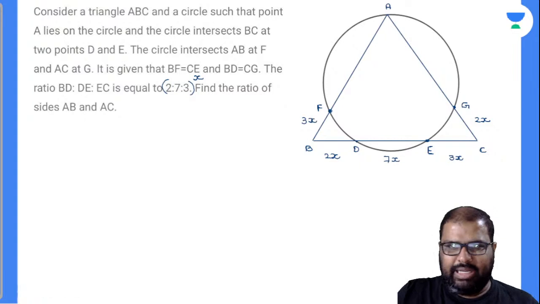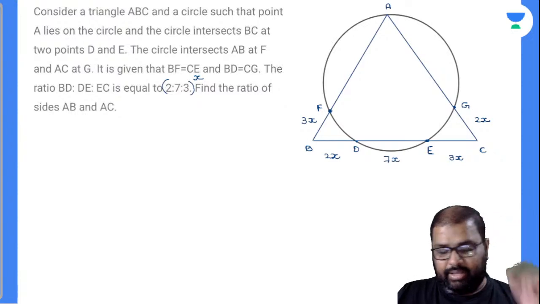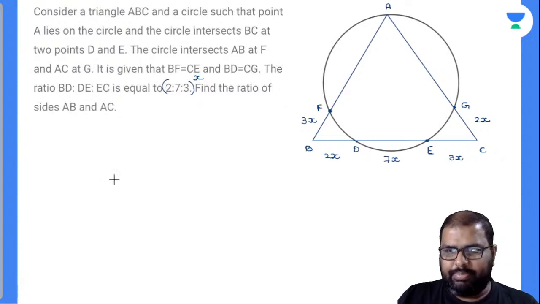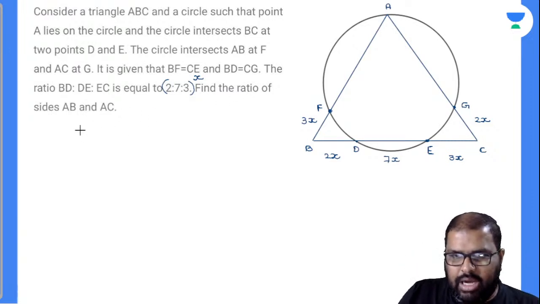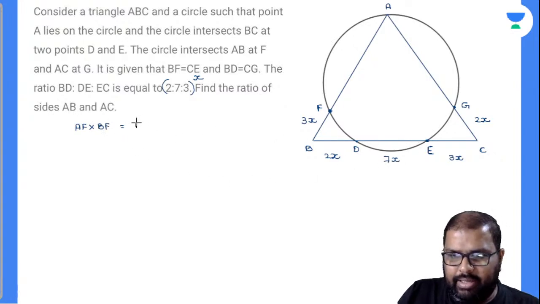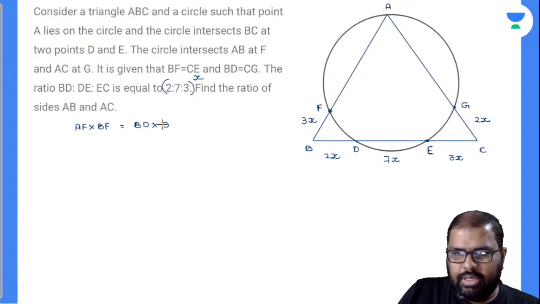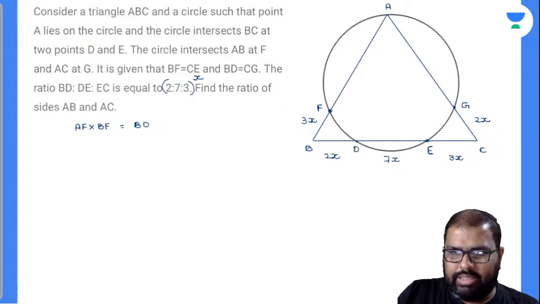We have one property in secants here. How many of you remember that? When two secants meet externally on a circle, what are the properties there? Now closely observe the left hand side. AF into BF is equal to BD into DE. Am I right or wrong? No, this is not the property. I wrote the reverse property.